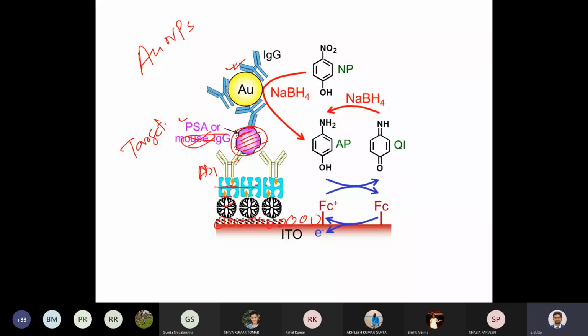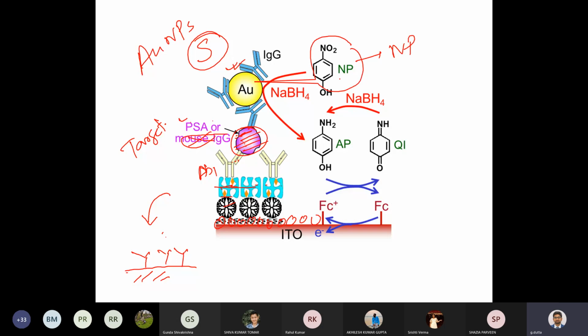How? See, this is kind of a signal, right? Because your target is present. Can you remember last time? Let's repeat again one time. When you are adding your sample, if your sample does not contain a target, then when you add some chemical or some solution, right, to get the signal, what kind of chemical do you have to add? In this case, you are adding this NP, nitrophenol, from outside. Okay. So this nitrophenol will react with this gold nanoparticle with the help of one reducing agent, sodium borohydride.